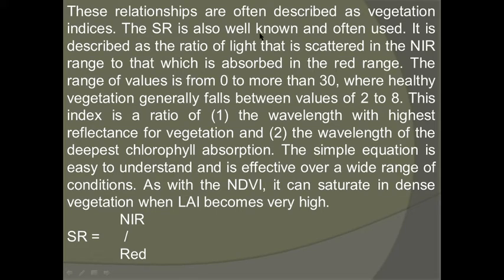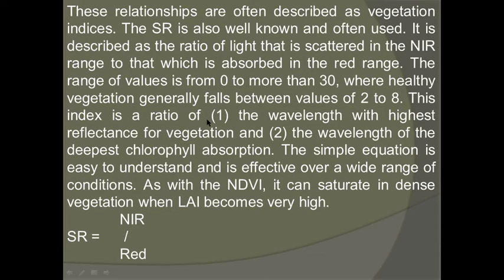The SR is also well known and often used. It is described as the ratio of light that is scattered in the infrared range to that which is absorbed in the red range. The range of values is from 0 to more than 30, where healthy vegetation generally falls between values of 2 to 8.